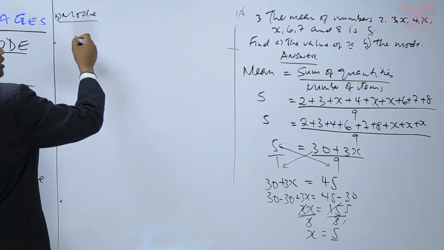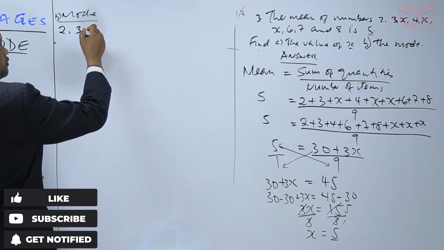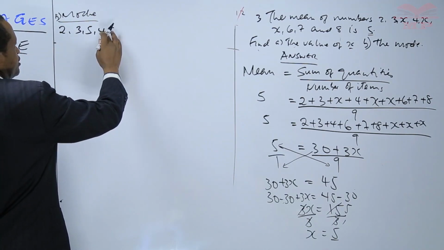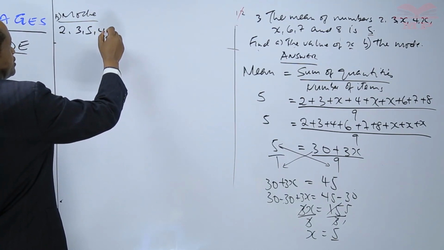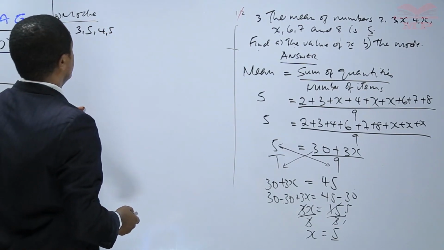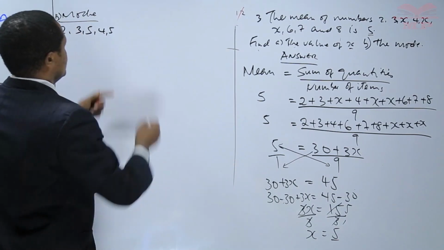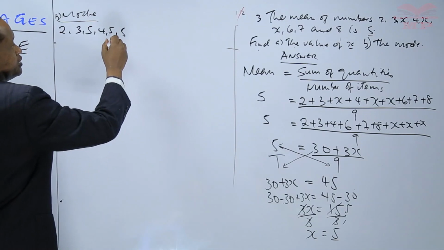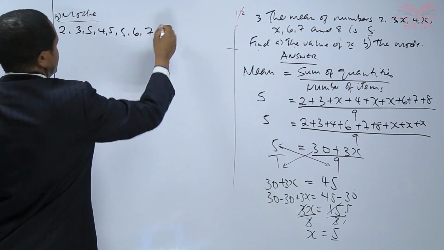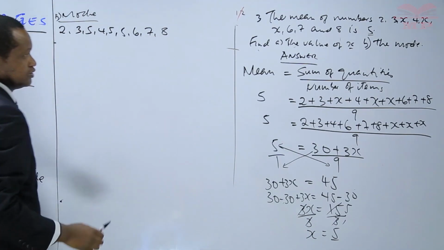So the first item there is 2, 3, then 5, 4, 5. I'm substituting 5 for x. So we have 2, 3, 5, 4, 5, then 5 again, and then there is 6, 7, and 8. 1, 2, 3, 4, 5, 6, 7, 8, 9. So these are the values.